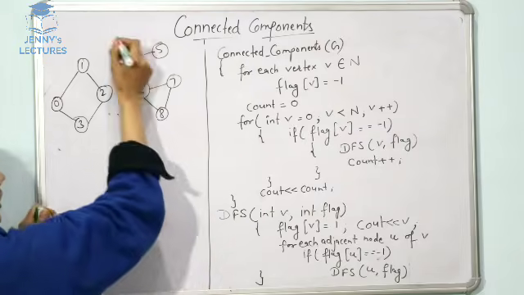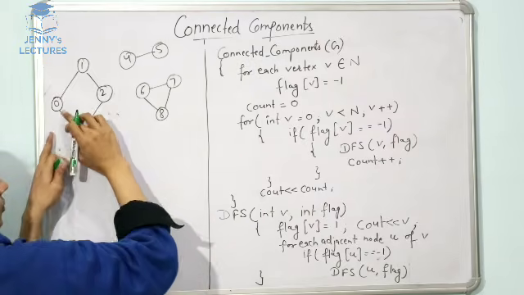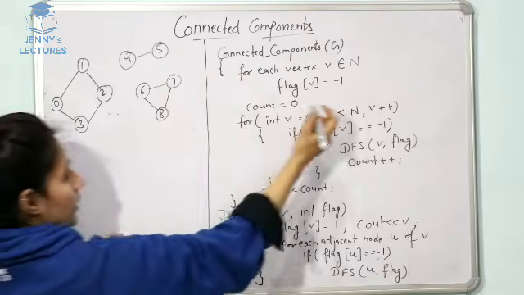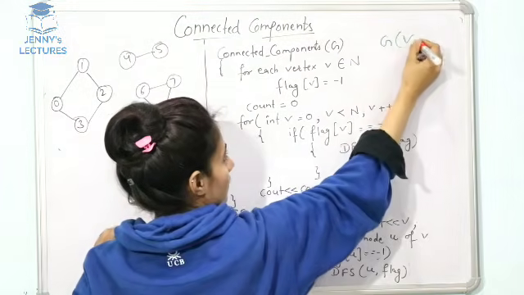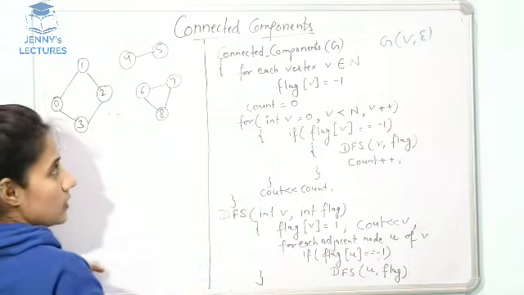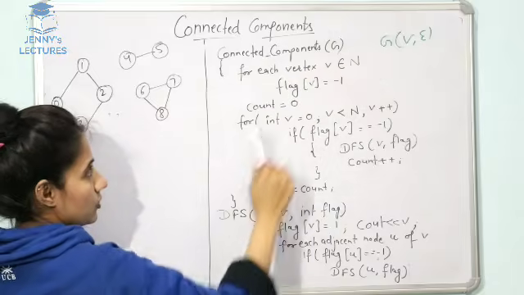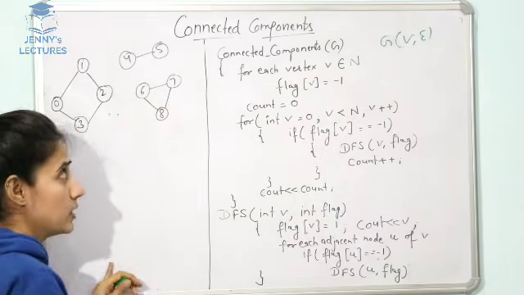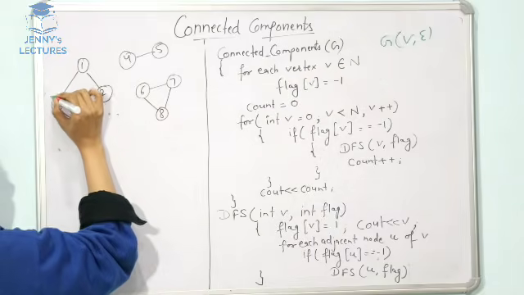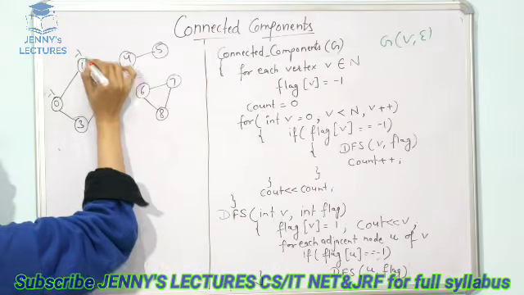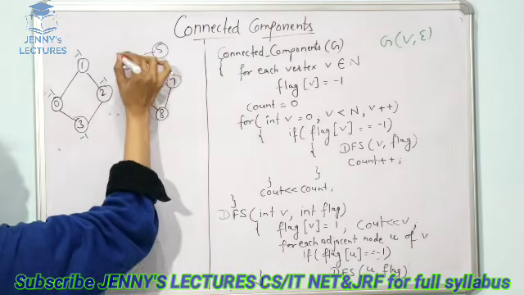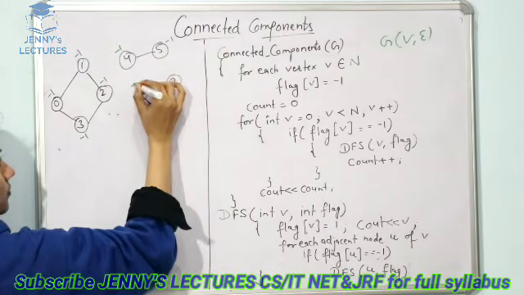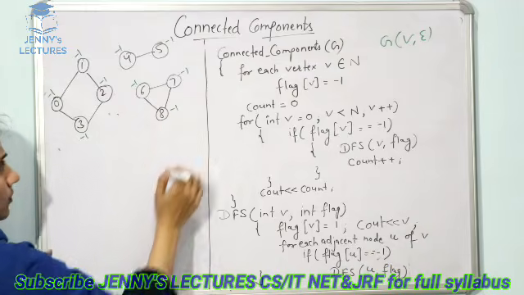So let us take this example. Suppose we have this graph. This is a complete graph having vertices from 0 to 8, and the graph has vertex set V and edge set E. You have to find out the connected components from graph G. The very first thing is to assign a flag value -1 to all the vertices in the graph. In the algorithm also I have written the same line.